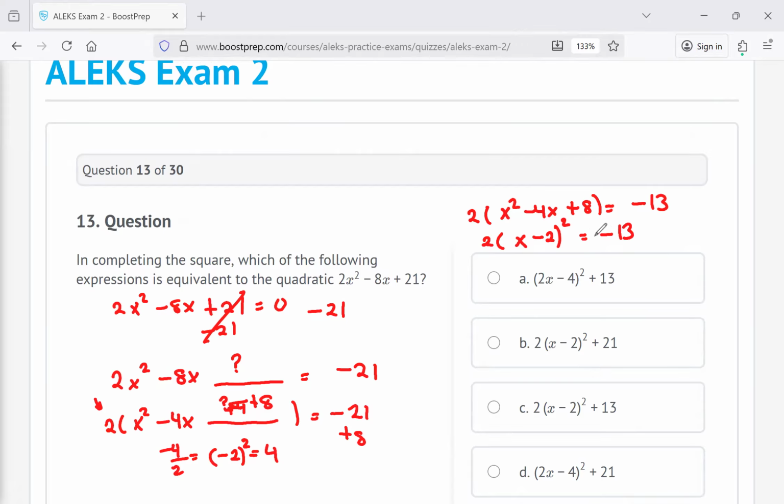And the last final step is I'm going to move this constant to the left by adding 13 to both sides. So in factored form, you get 2 parentheses x minus 2 squared plus 13. So it looks like it's C.